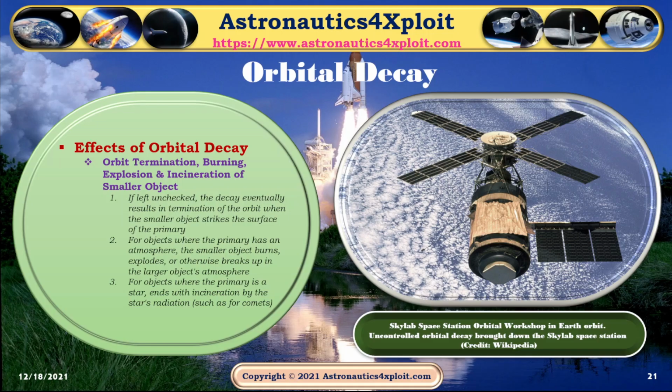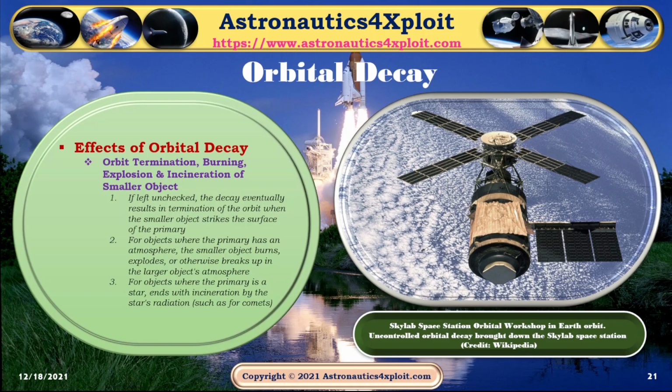Effects of orbital decay: orbit termination, burning, explosion, and incineration of smaller objects. If left unchecked, the decay eventually results in termination of the orbit when the smaller object strikes the surface of the primary. For objects where the primary has an atmosphere, the smaller object burns, explodes, or otherwise breaks up in the larger object's atmosphere. For objects where the primary is a star, it ends with incineration by the star's radiation.